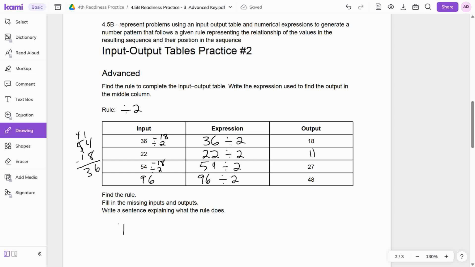So I'll say the rule, divide by 2, cuts the input in half. That's one way to describe it. Divide by 2 is cutting in half.